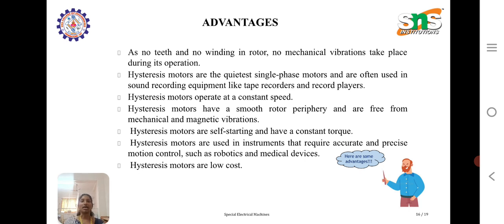Coming to advantages, as there are no teeth and no winding in the rotor, no mechanical vibrations take place during its operation. Hysteresis motors are the quickest single phase motors and are often used in sound recording equipment like tape recorders and record players. Hysteresis motors operate at a constant speed. They have a smooth rotor periphery and are free from mechanical and magnetic vibrations. They are self-starting and have a constant torque. They are used in instruments that require accurate and precise motion control, such as robotics and medical devices. Hysteresis motors are low-cost motors.